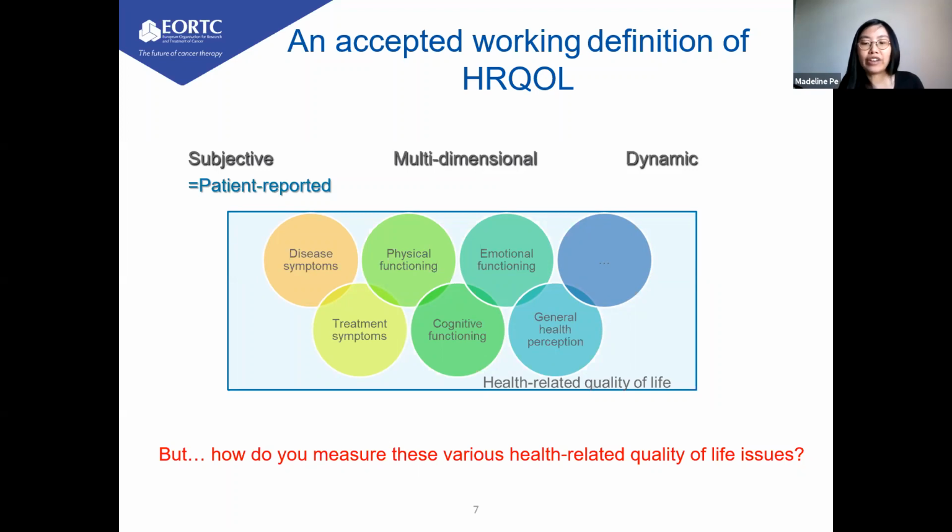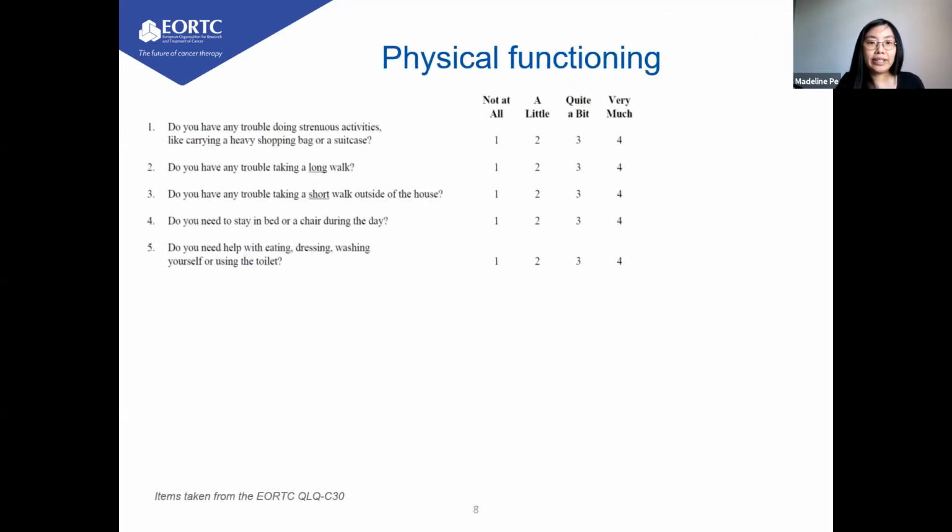Next, please. But then the question is, okay, great framework, right? How do you measure these various health-related quality of life issues? How does this theory come into practice? What I'm going to show you is just one dimension of quality of life, which is physical functioning. Next, please. Here is an example of how we ask patients to report on their physical functioning, using the QLQ-C30.